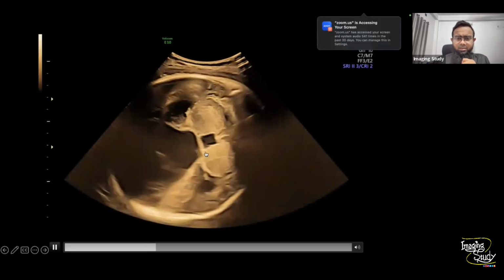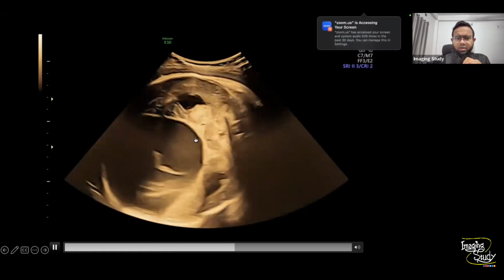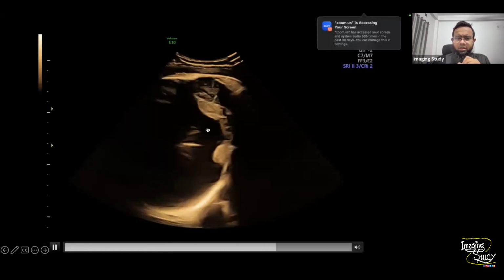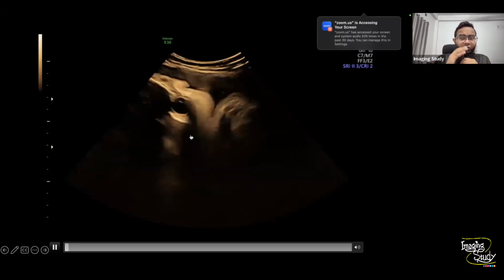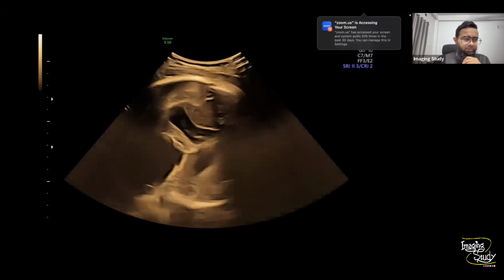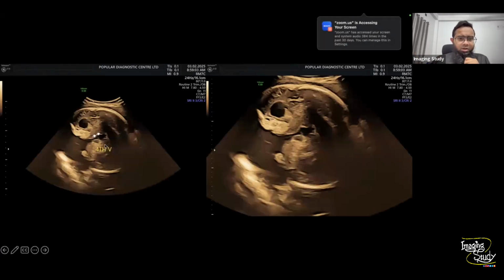But still you can see these dilated areas. I'm just showing you from different angles. So this large cystic area, you see this is the dysplastic cerebellum, putting some communication with the fourth ventricle and the cisterna magna. Okay, so this is the face. So this is the posterior fossa cyst, and this is the dysplastic cerebellum on the right image. And now you see this is the communicating part with the fourth ventricle. You see this is the communication, and this is the dysplastic cerebellum, and these are the dilated ventricles.